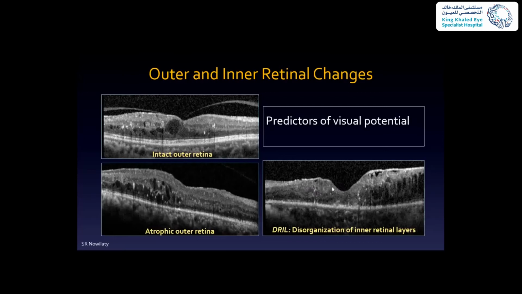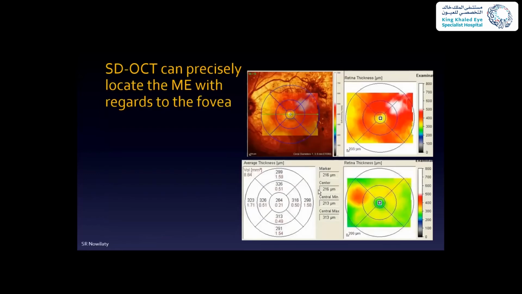Also, when you start seeing a loss of the normal stratification, look how smudged everything looks. This is a disorganization of the inner retinal layers, which is what we call DRIL. This is also a sign that the visual potential isn't as good.